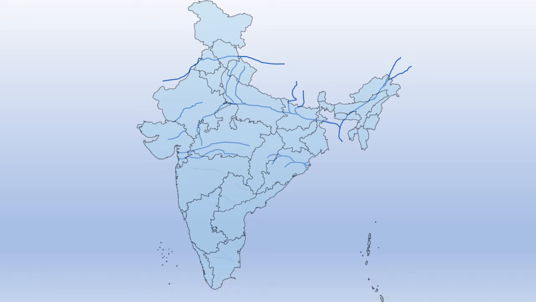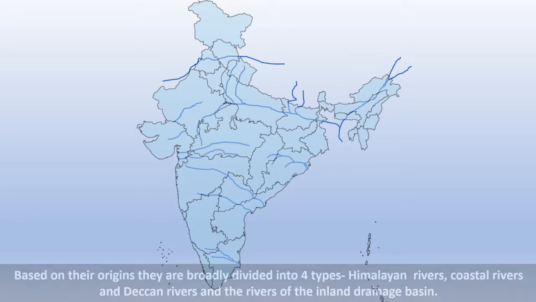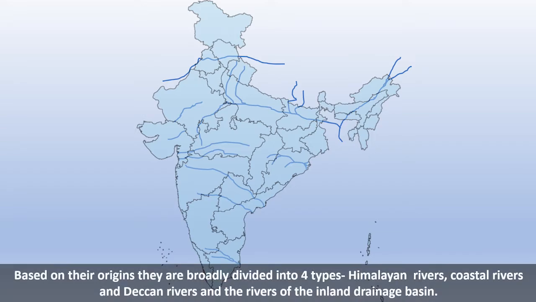Besides the classification based on their origin, rivers are also segregated into 4 types known as the Himalayan rivers, the coastal rivers, the Deccan rivers, and the rivers of the inland drainage basin.